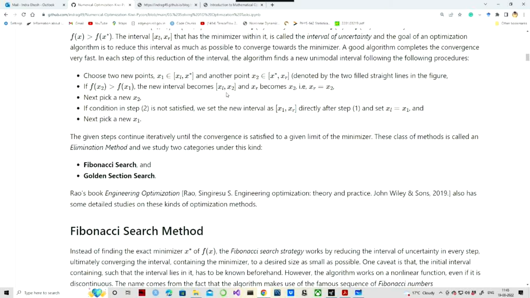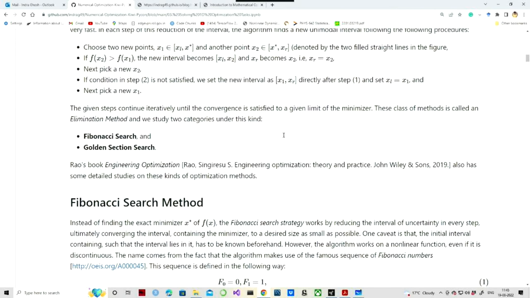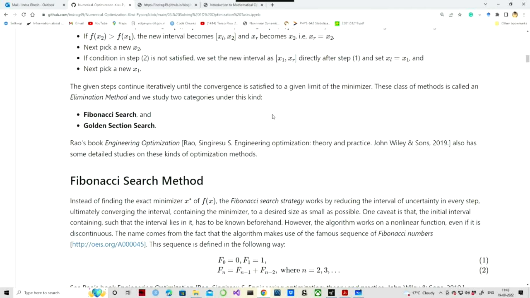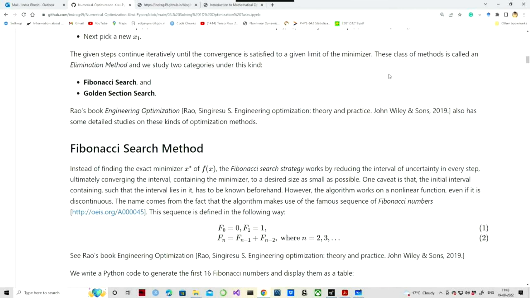This way you continue, and you keep on shrinking the interval until the length of the interval becomes very close to zero. These steps continue iteratively until the convergence is satisfied to a given limit of the minimizer. Obviously, we need a limit here. This class of methods is called the elimination method. We keep on eliminating the extra bits of the interval until it shrinks to a single line, if you are considering a two-dimensional case.